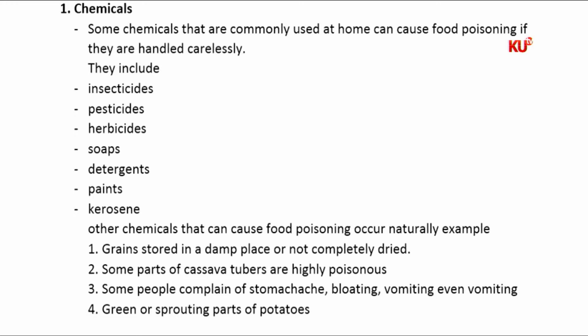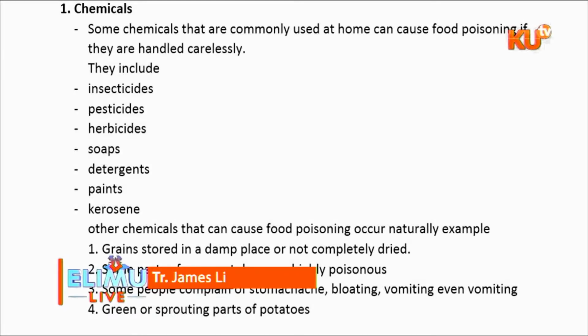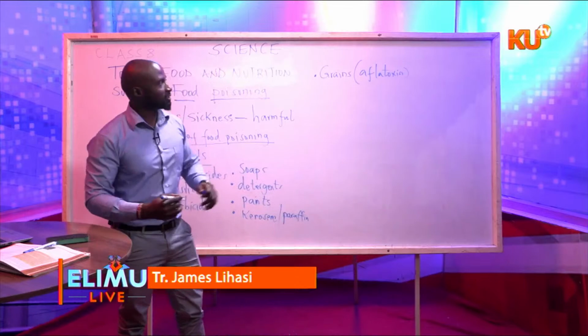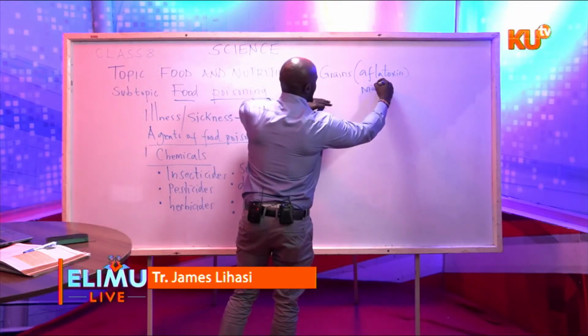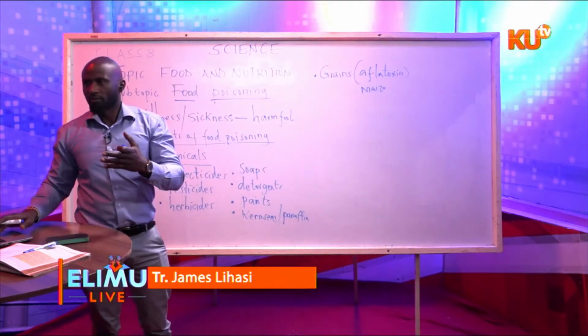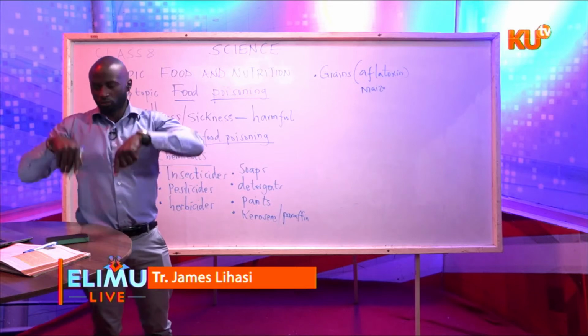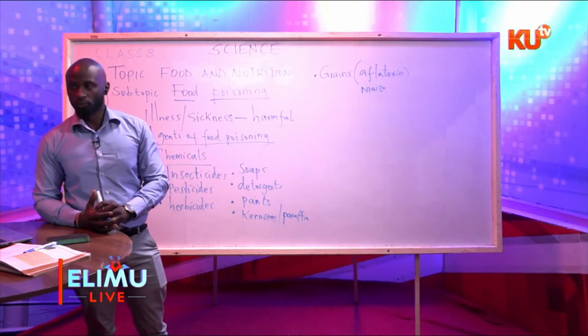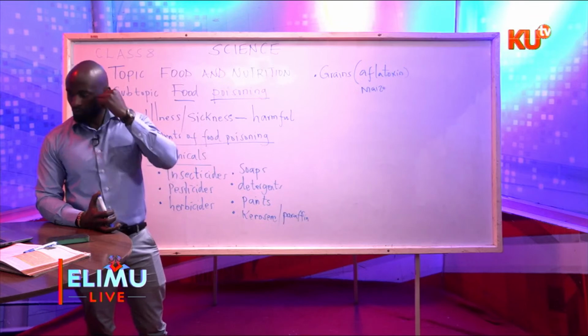So we talked of grains. There is a term that is used rarely, but you can find it, especially when you're looking at the final exams, the KCPE. The term is aflatoxin. Rarely, but they can throw in that term. This is a result of grains, especially maize, having a moldy aspect, and that is a natural occurrence. So it has naturally released that. If that is consumed, then definitely we will have the issue of food poisoning.